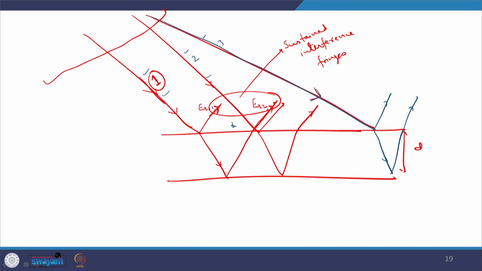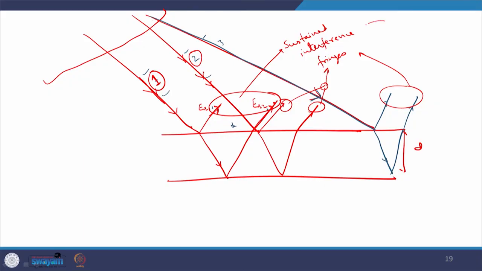Okay. Similarly, for ray 2, we are getting this reflected ray, and those two will give sustained interference fringes. Similarly, these blue rays will also give rise to sustained interference fringes. It means whatever pattern they are forming on the screen, be it dark or bright, it would remain dark and bright throughout.